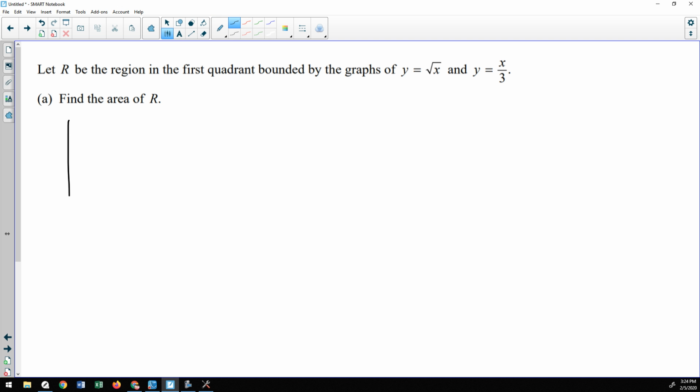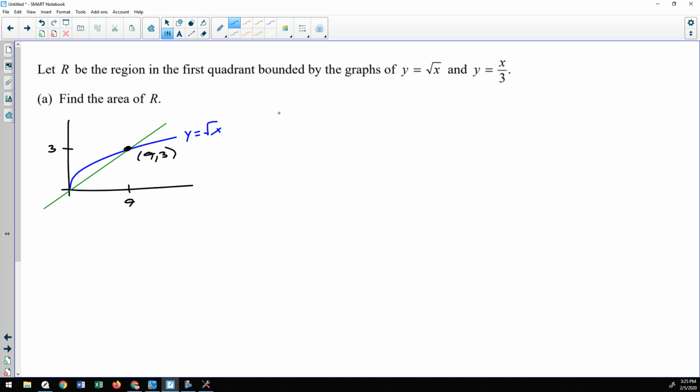We have y equals square root of x, which I'm going to do really quickly. Square root of x is going to look something like that. And x over 3 will be a line with slope 1/3 through the origin, and they will contain that little region right there. A little bit of simple algebra will show you that the square root of x and x over 3 will intersect when x is equal to 9 and when y is equal to 3. So we're at the ordered pair (9, 3) right there.